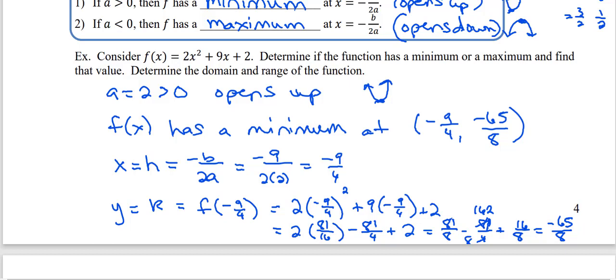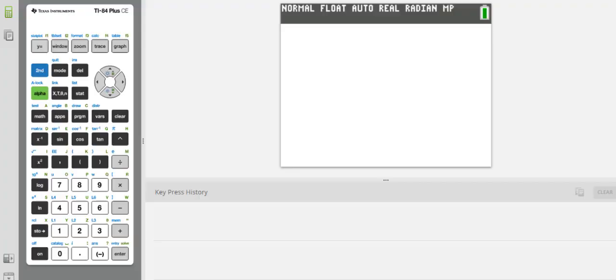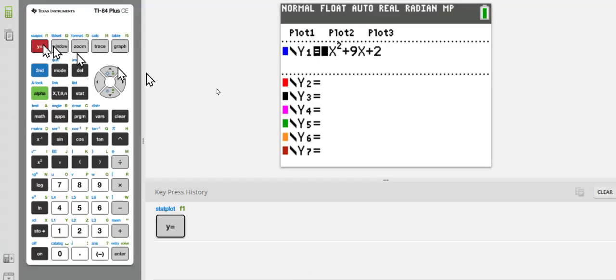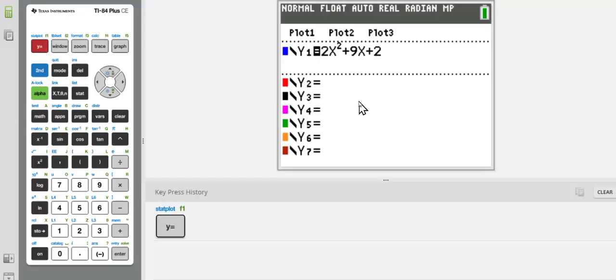So we're going to graph this in the calculator. Y equals, I put this function in already, this 2x squared plus 9x plus 2. We saw in a previous couple of videos how to put that in, so if you're not clear about that, you may need to go back and review those videos where we did that.